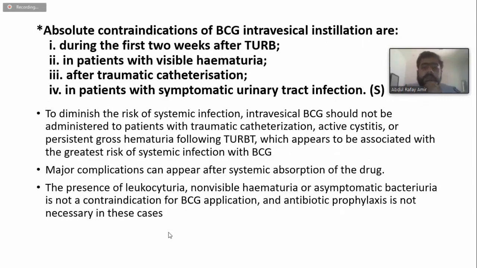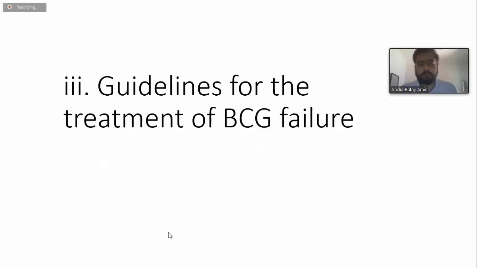Absolute contraindications of intravesical BCG instillation are during the first 2 weeks after TUR, in patients with visible hematuria, after traumatic catheterization, and in patients with symptomatic urinary tract infections. These are the contraindications of BCG.